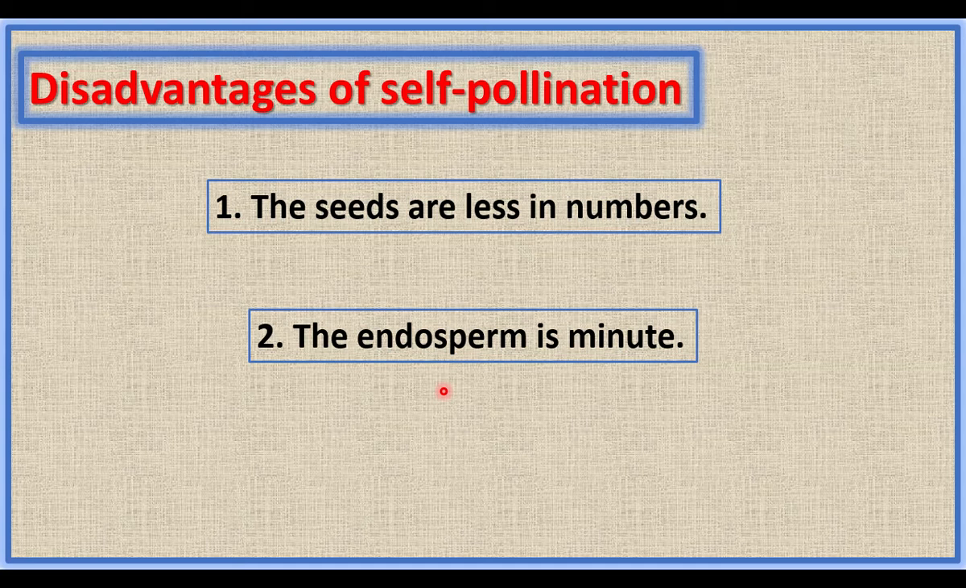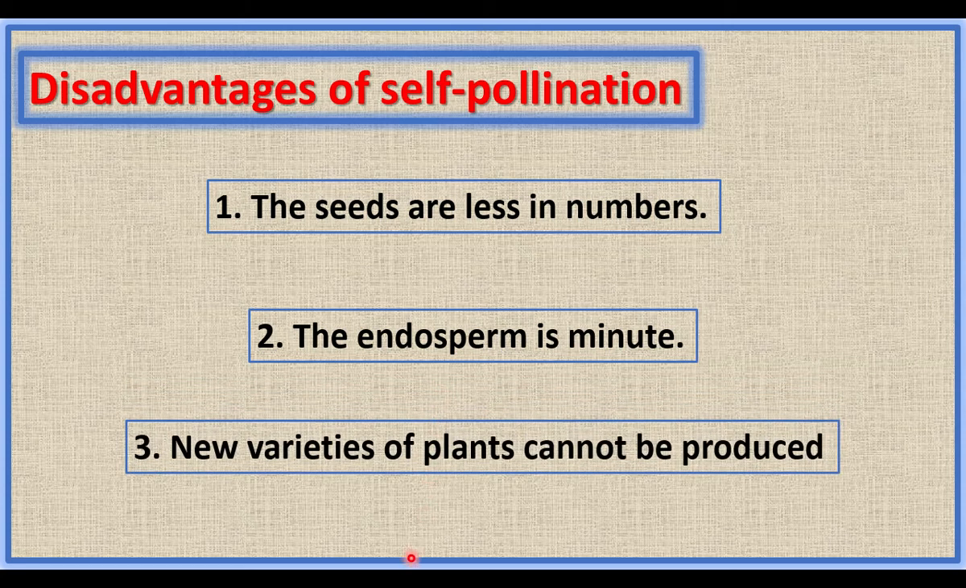This endosperm is minute. New varieties of plants cannot be produced because pollen grains fall on the stigma of the flowers of the same plant. So there is no chance for the formation of new characters and new varieties of plants. These are the disadvantages of self-pollination.